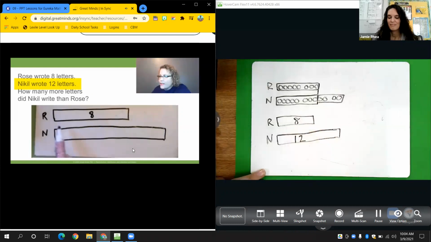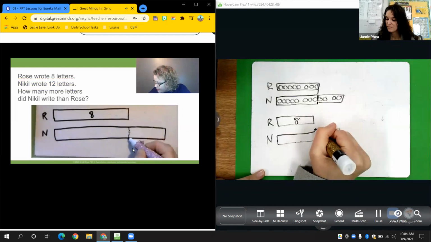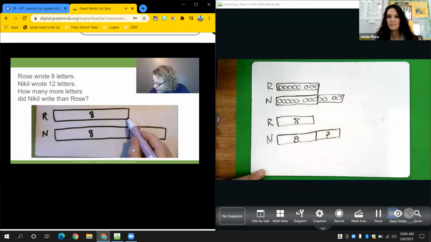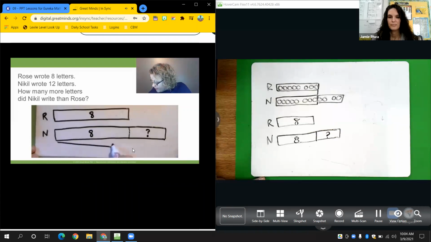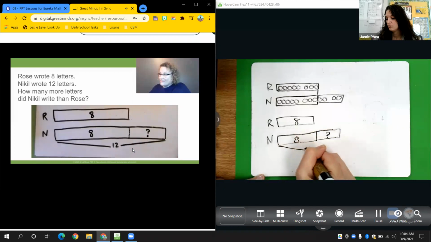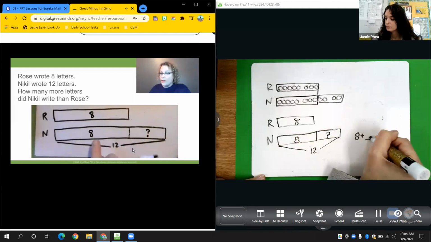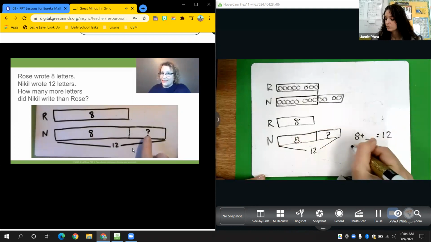Very good. Now I know that I don't want the 12 tape there. It represents 8. So that means that this much of Nikhil's tape is also 8 because they're equal, which means this part of Nikhil's tape is what we're trying to figure out. That's how many more letters he has than Rose has. And since Nikhil wrote 12 letters, we can think of this as 8 plus something equals 12, or 12 minus 8 equals something.